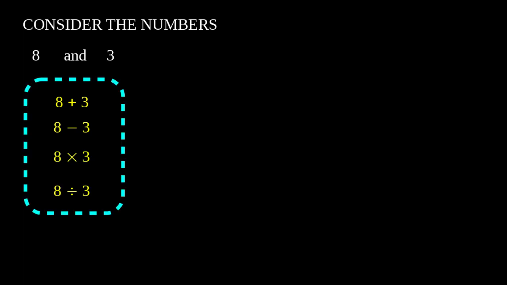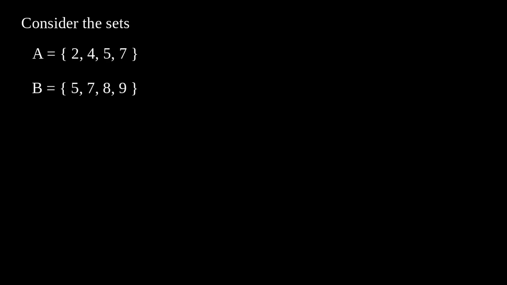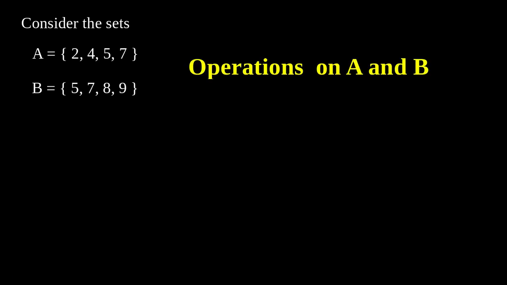For that, consider the numbers, as an example, 8 and 3. We can do some operations using these two numbers, like addition, subtraction, multiplication, division, etc. These four are called the basic operations on numbers. In a similar way, when we consider two sets A and B, we can perform some operations on these sets A and B to get a new set, that we are going to discuss today.